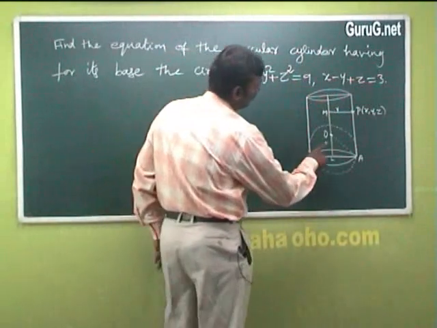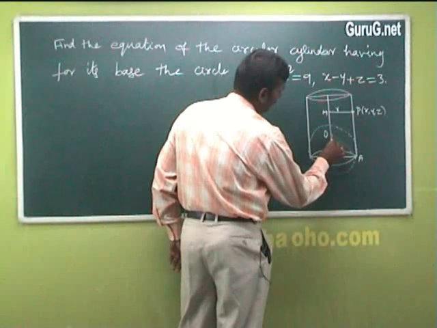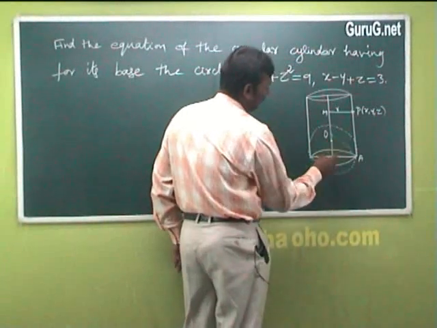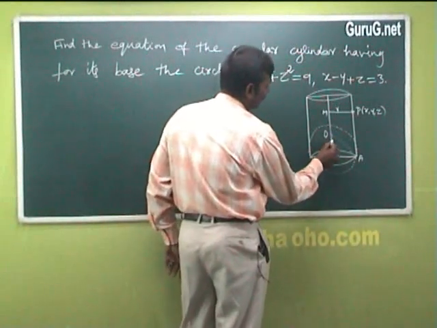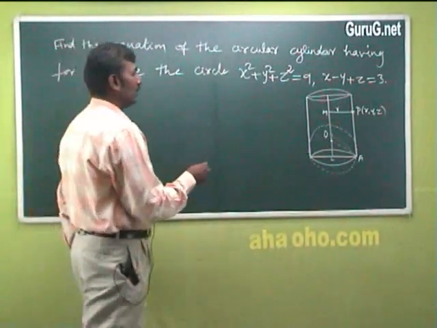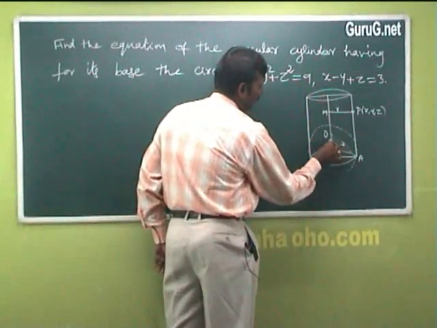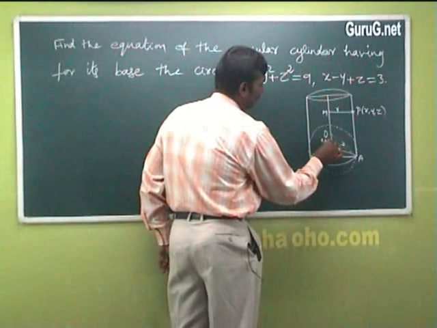So O is the center of the sphere, right? The center of the sphere is the origin, and the radius is 3. So this is 3, and this point is 0, 0, 0.